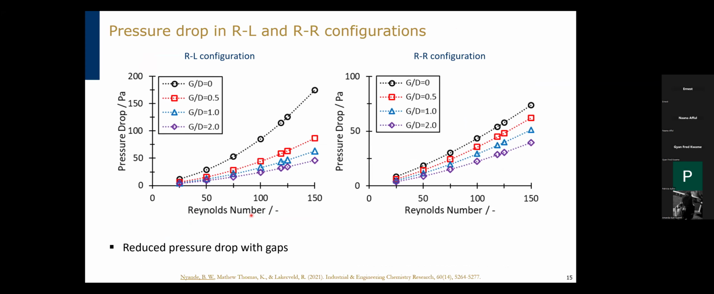Now, the first thing to look at here is, when we compare different designs, the RL configuration as well as RR, we see that the conventional standard Kenix actually leads to the highest pressure drop compared to the case with RR. When you increase the gaps, or the gap size, you end up decreasing the pressure drop, which you do know from fluid mechanics why.